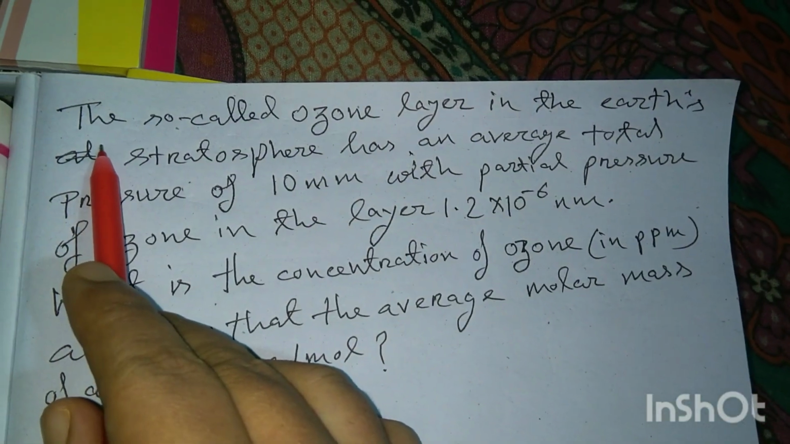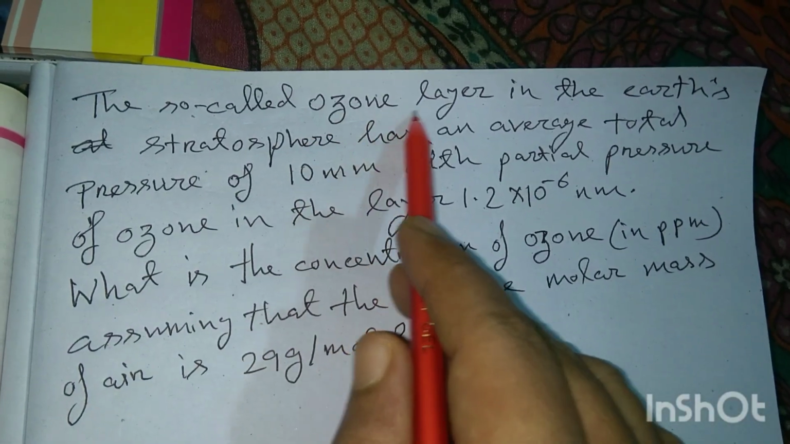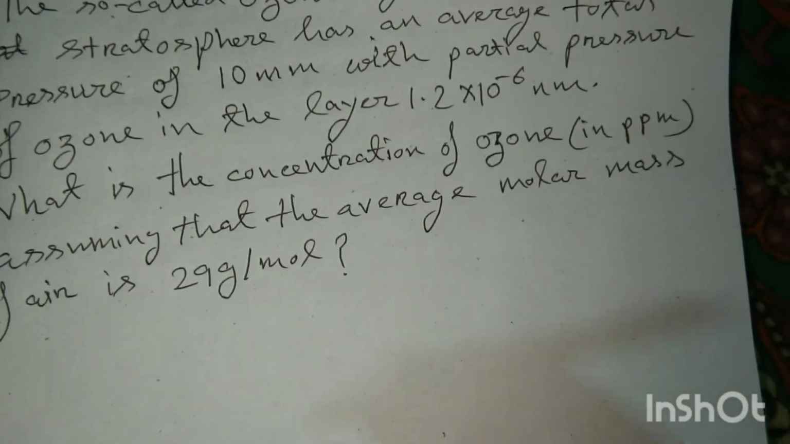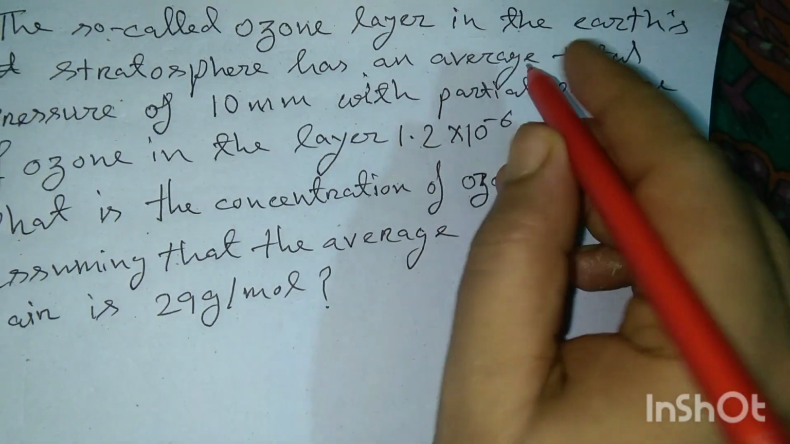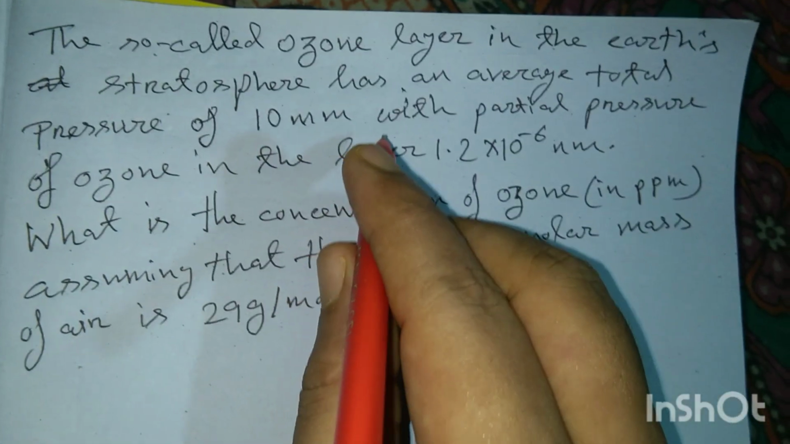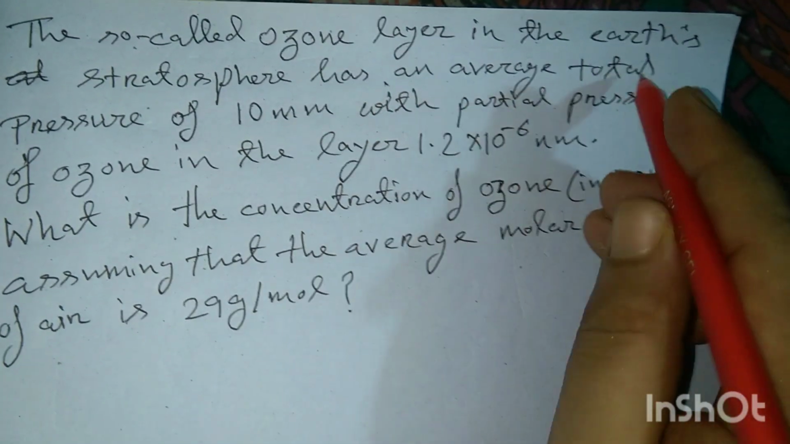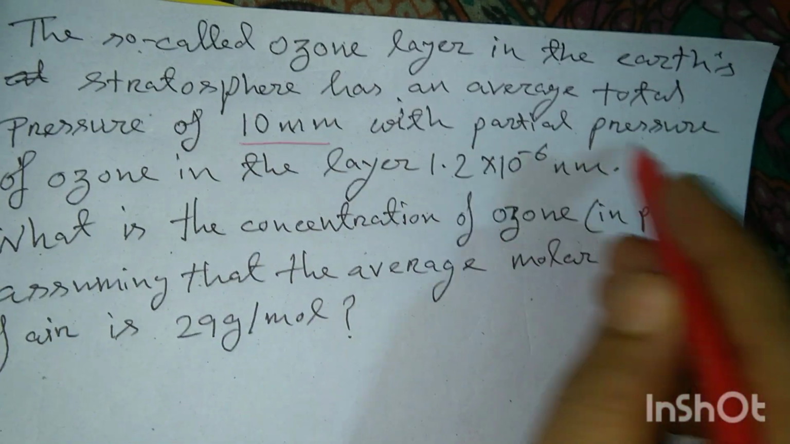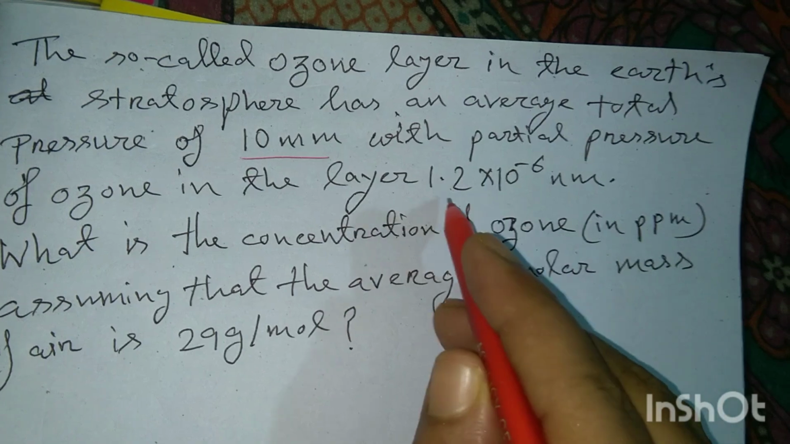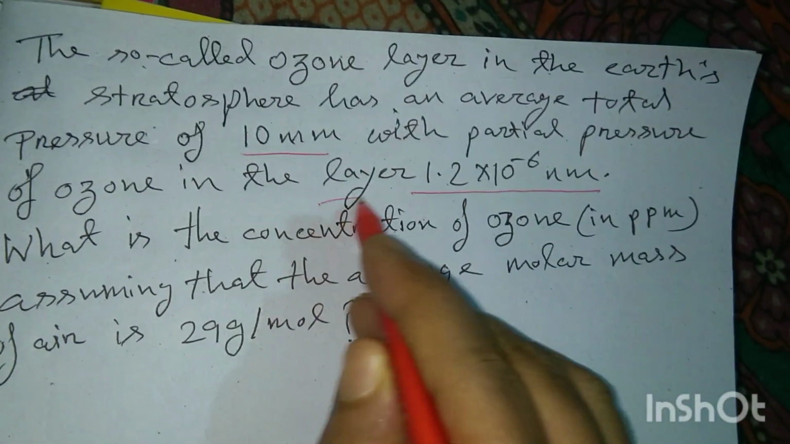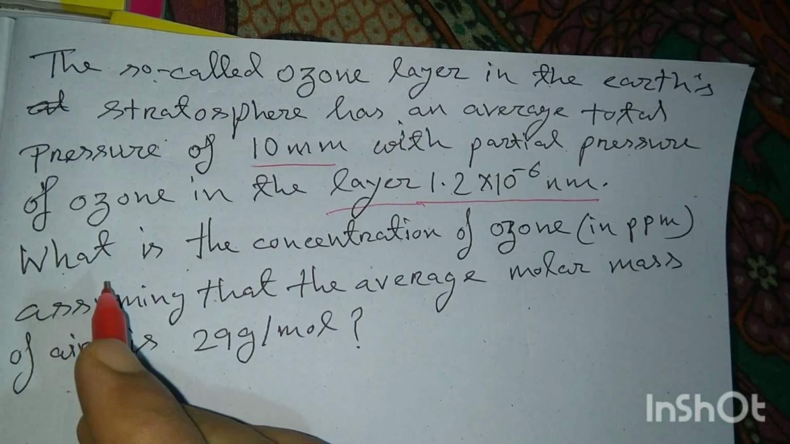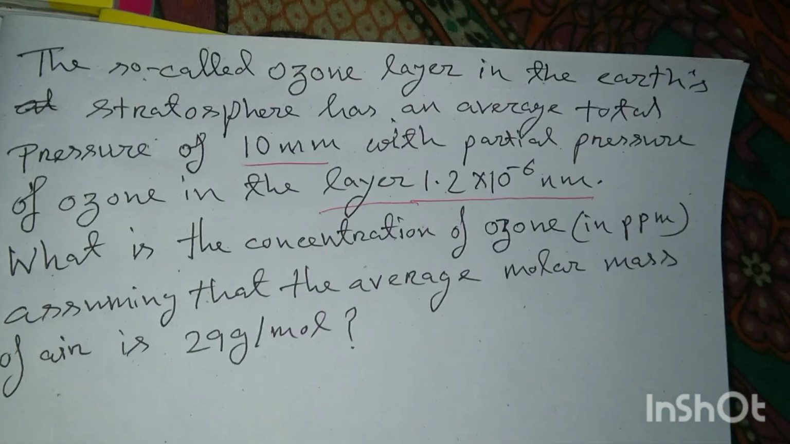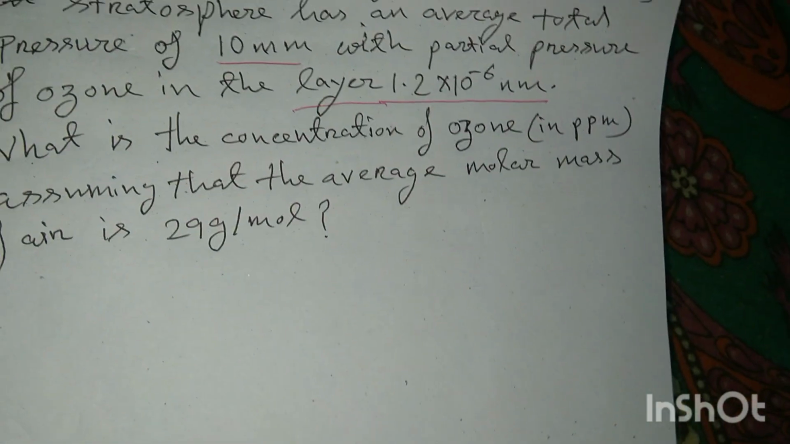Today's discussion is the so-called ozone layer in the earth. The so-called ozone layer in the earth's stratosphere has an average total pressure of 10 millimeter with partial pressure of ozone in the layer 1.2 into 10 to the power minus 6 millimeter. What is the concentration of ozone in ppm? Assuming that the average molar mass is 29 gram per mole.